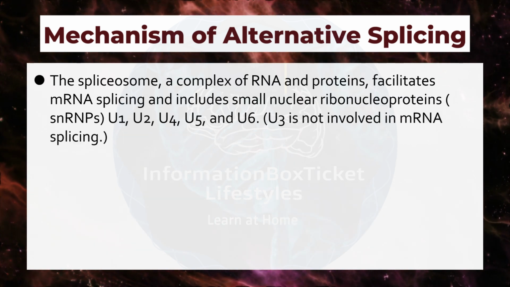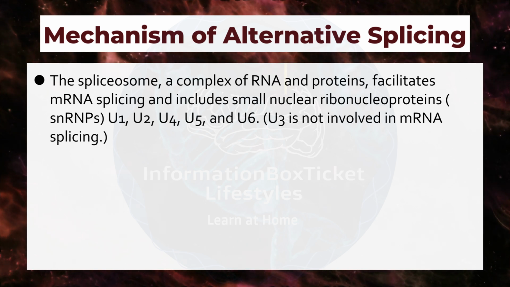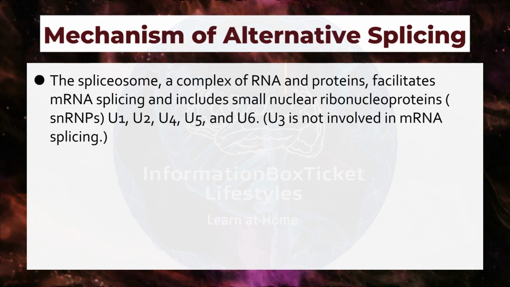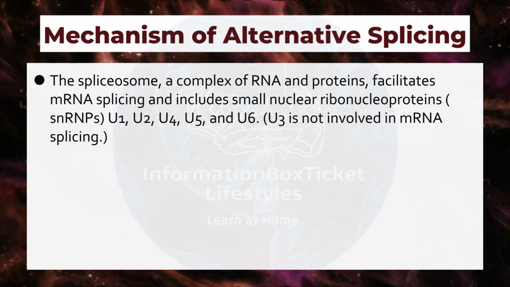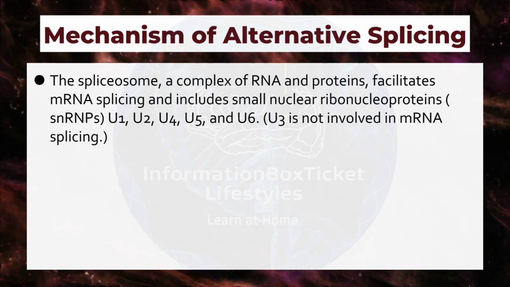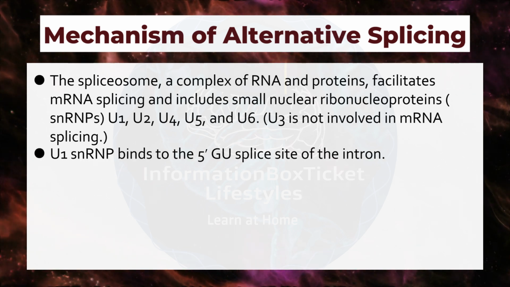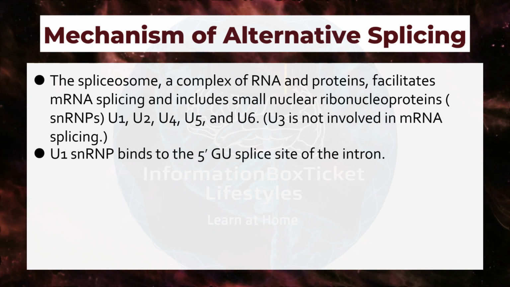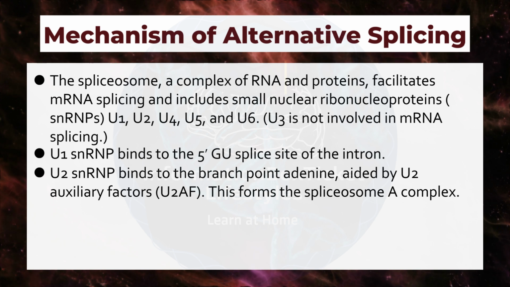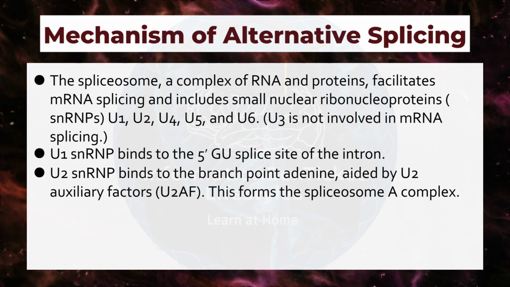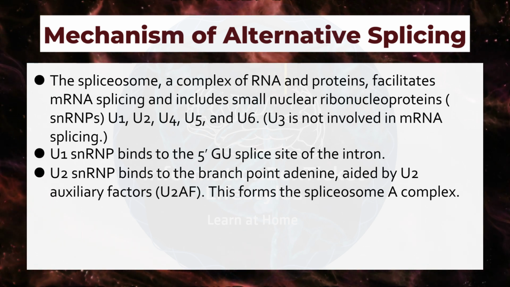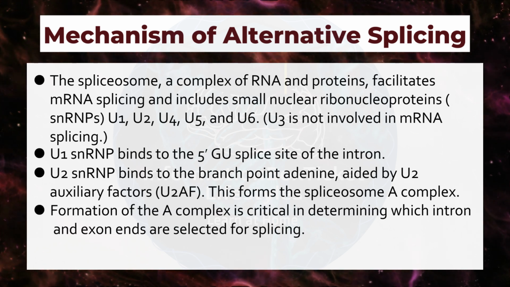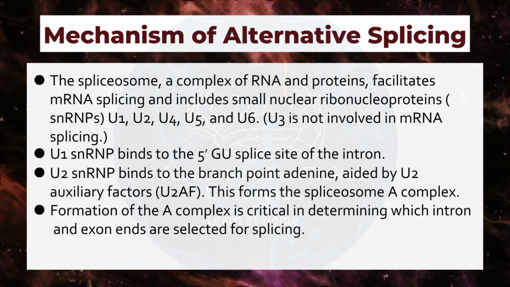The spliceosome, a complex of RNA and proteins, facilitates mRNA splicing and includes small nuclear ribonucleoproteins U1, U2, U4, U5, and U6. U3 is not involved in mRNA splicing. U1 small nuclear ribonucleoprotein binds to the 5' GU splice site of the intron. U2 small nuclear ribonucleoprotein binds to the branch point adenine, aided by U2 auxiliary factors. This forms the spliceosome A complex. Formation of the A complex is critical in determining which intron and exon ends are selected for splicing.